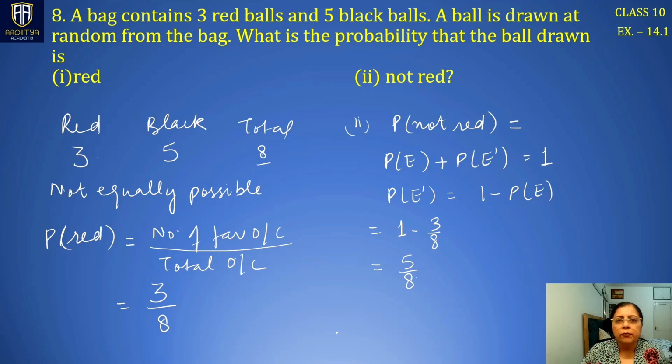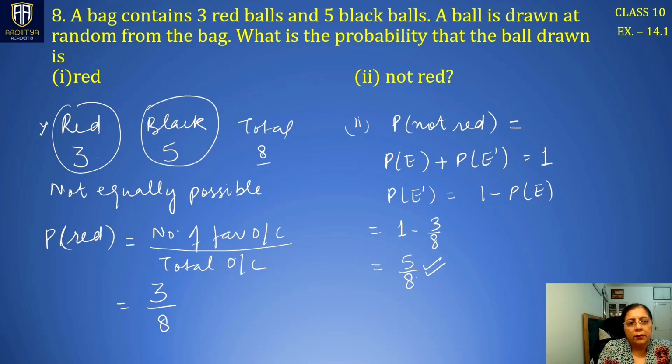So the probability of drawing a ball which is not red is the complementary event of getting a red ball. So we subtract the probability of a red ball from 1, which is 1 minus 3 by 8. So the probability of not getting red is 5 by 8. Or in this case, since we have only 2 options, red and black, if the ball is not red, it has to be black. That means the number of black balls divided by total, so it is 5 by 8. You can consider it either way.